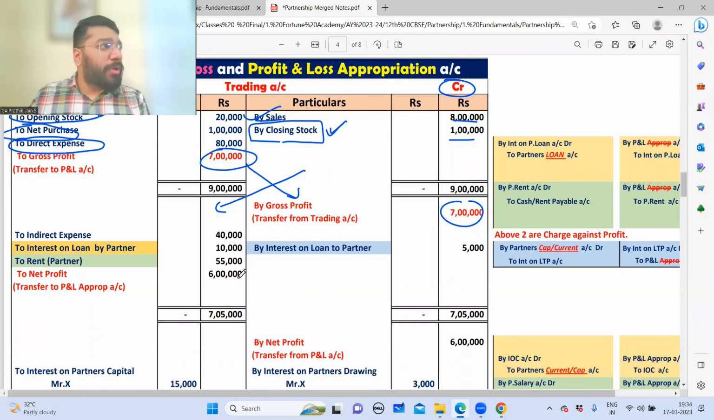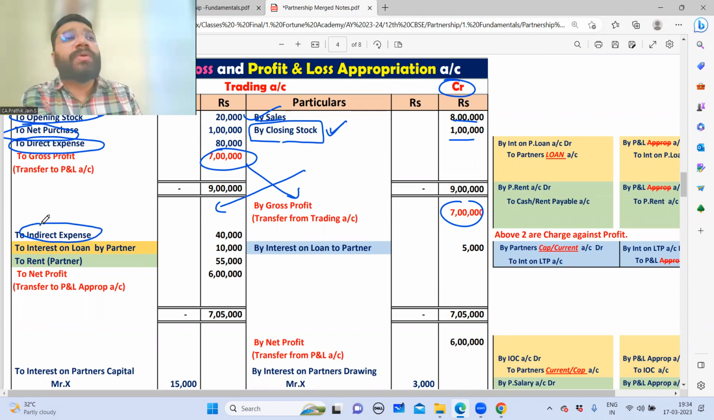Then in the P&L account, normally what do you capture? You capture all the indirect expenses. Indirect expenses are those expenditures pertaining to selling of the products and distribution of the products. Advertisement will come under selling and distribution.